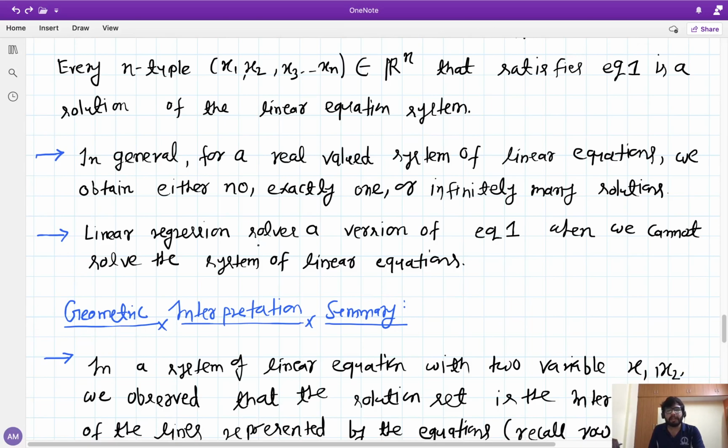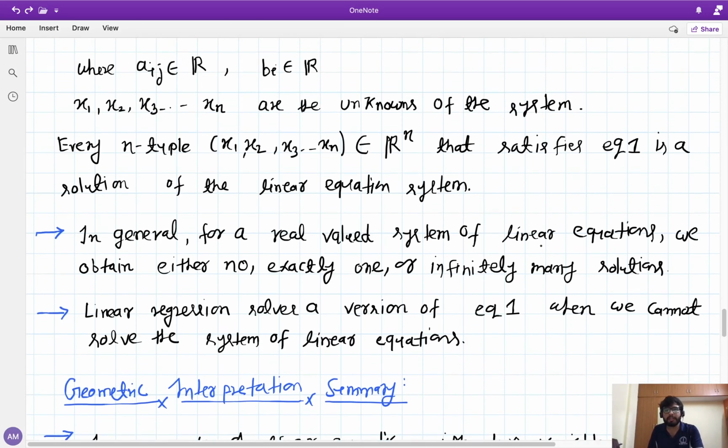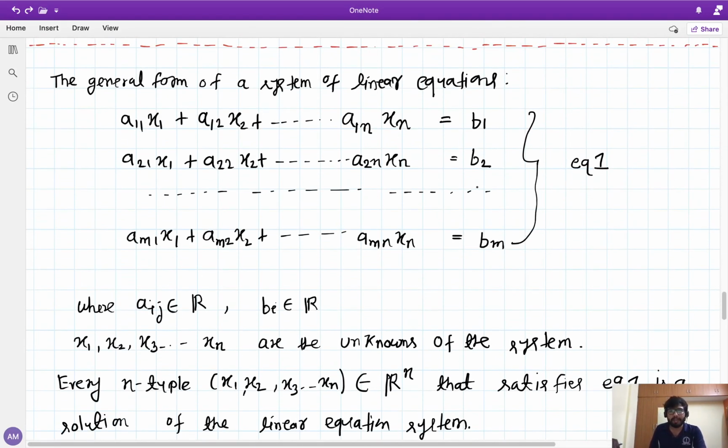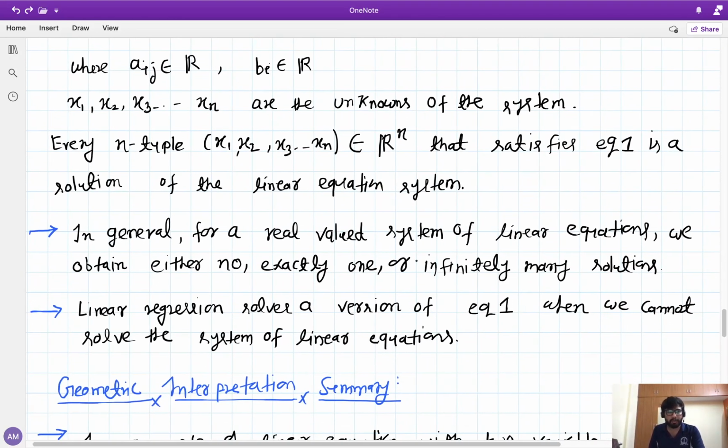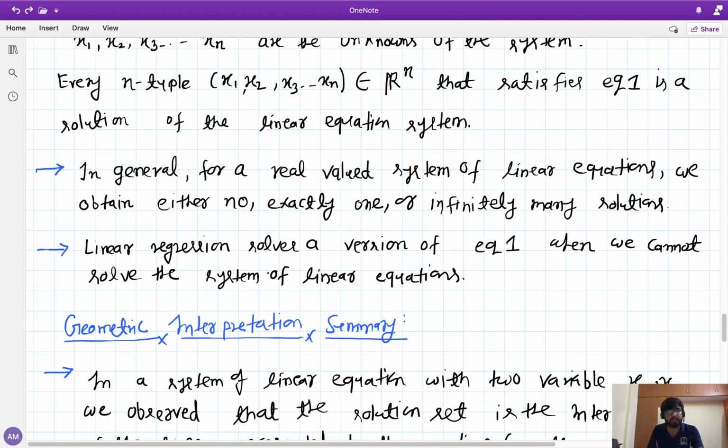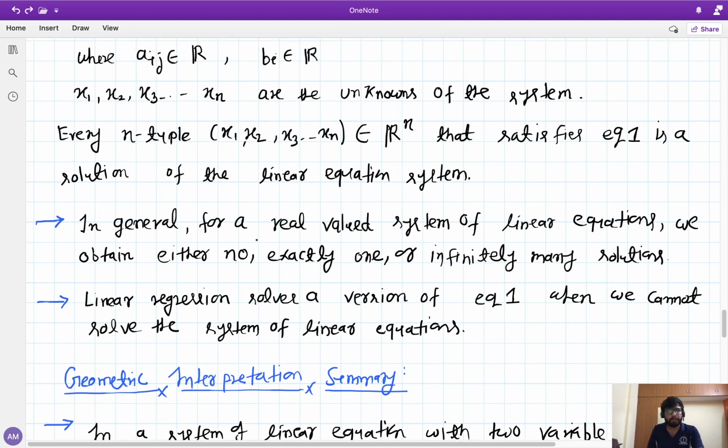Consider the case where you might have heard of linear regression. Linear regression is nothing but a version of solving these equations, which I have shown collectively as equation 1, when there is no solution at all, where we cannot solve the system of linear equations exactly. So we solve them approximately, and that is nothing but linear regression. I will explain this in the geometric interpretation.